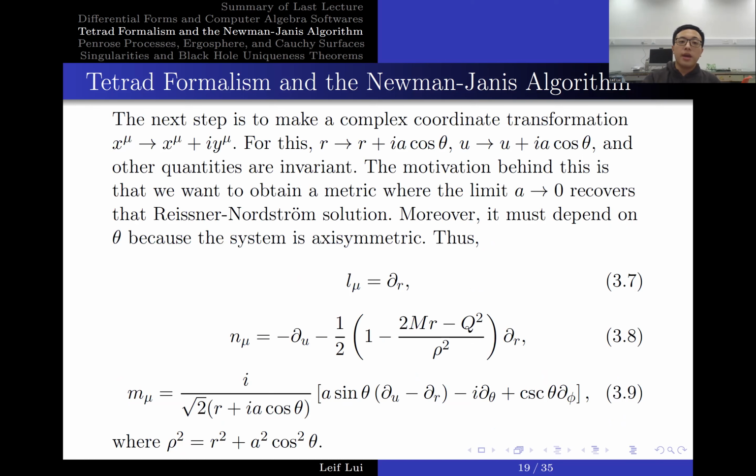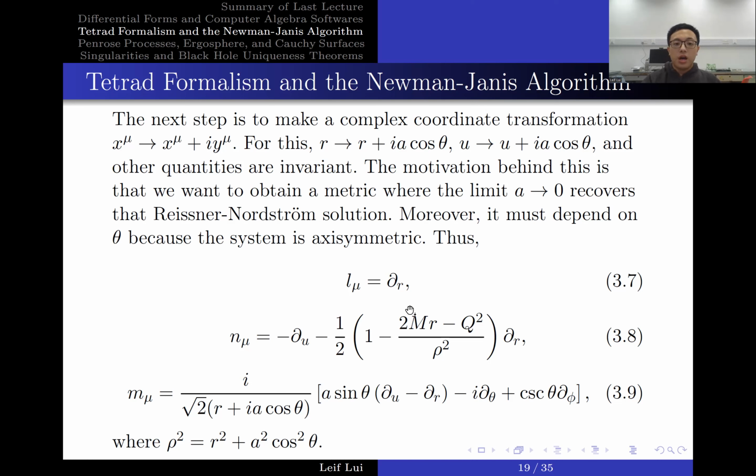So the next step is to make a set of complex coordinate transformations, and we do the following by basically setting r to r plus ia cosine theta and u to u plus ia cosine theta, and the other quantities are invariant. The motivation behind this is that we want a limit where a equals 0 recovers the Reissner-Nordstrom solution, and moreover, there must be some dependence on theta because the system is axisymmetric. The reason why we make it depend on theta is that if the system is axisymmetric, it should not depend on phi.